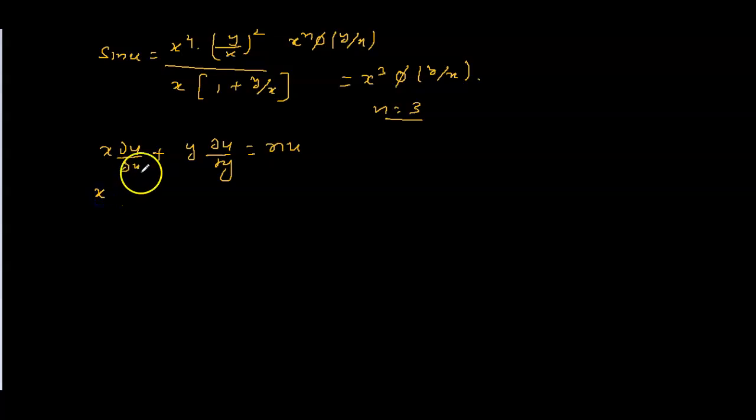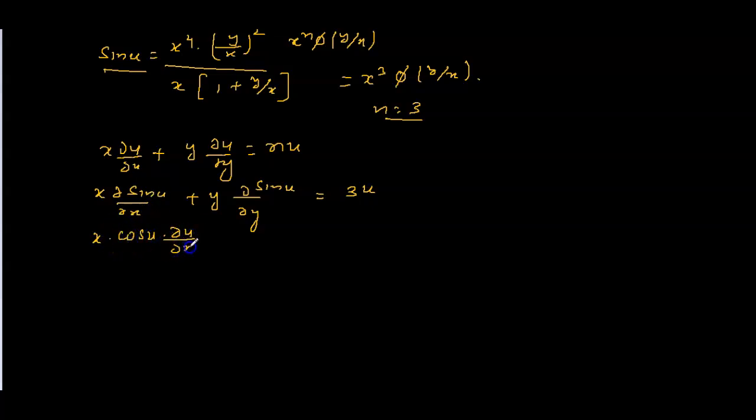So here x and u is sine of u, not only u. So this is sine of u with respect to x plus y into sine of u with respect to y, that is equal to 3 sine u. So x into differentiation with respect to x, sine of u becomes cos of u into del u by del x, plus y into cos of u into del u by del y is equal to 3 sine u.